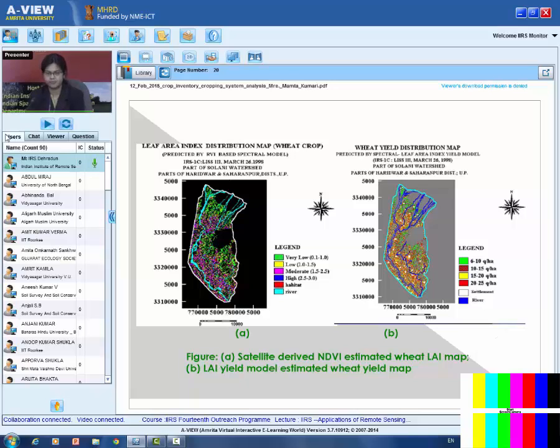Leaf area index is an important parameter which considers the exchange of energy as well as mass as per the environment. By this we can estimate the evapotranspiration, we can see the photosynthesis activity. So if we are able to see leaf area index, we can relate this with the crop yield in a better way. So first, the relation between LAI and index is developed, and using that LAI, crop yield is estimated. So these are the two maps showing the LAI map as well as yield map.